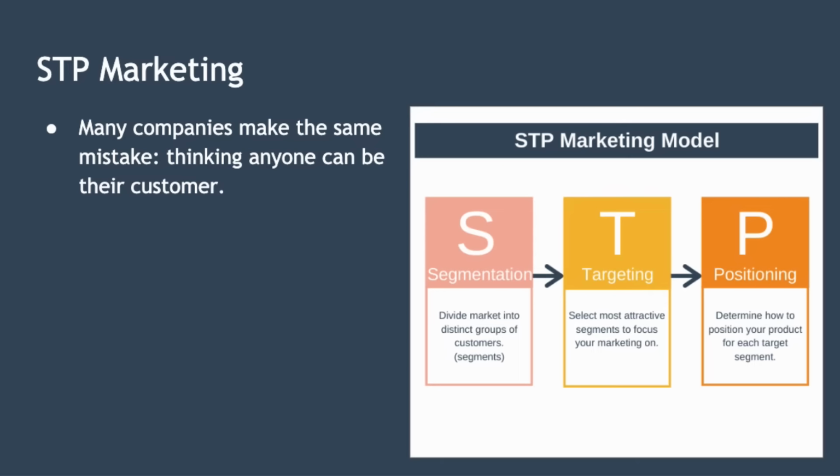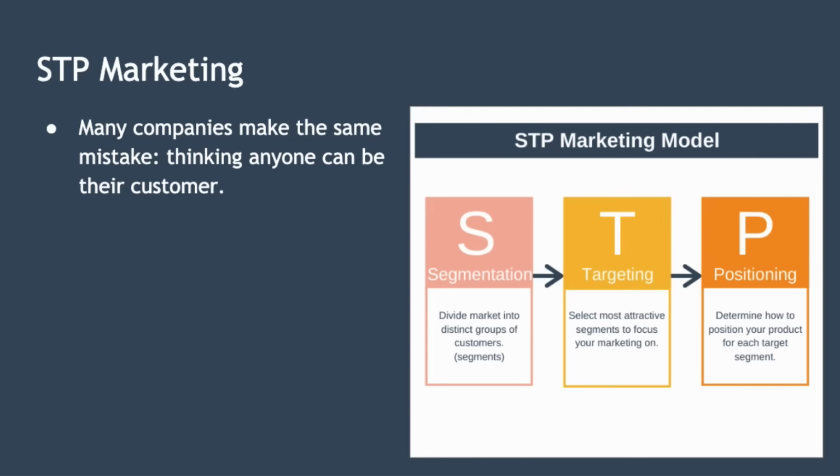Now, a mistake many companies make is to think that anyone can be their customer. Taking this approach can make it difficult to sell your product or service because none of your prospective customers will feel that your solution is tailored to them and their specific needs. In fact, there isn't really a product in existence that should target everybody as its customer. Even a company like Coca-Cola that operates in over 200 countries and sells well over 1 billion products a day offers different products to suit different types of people.